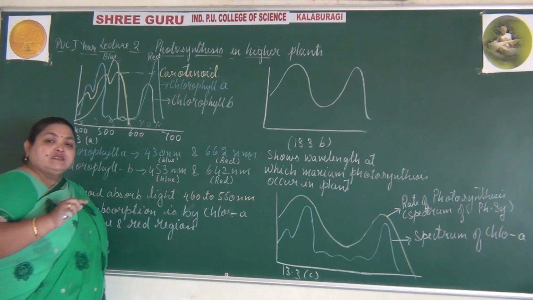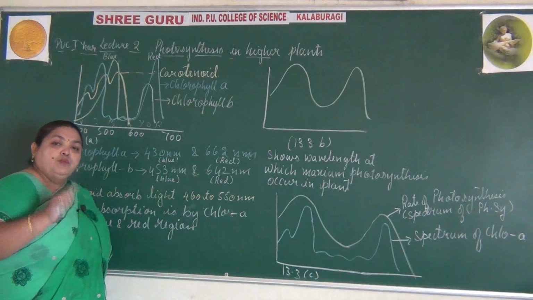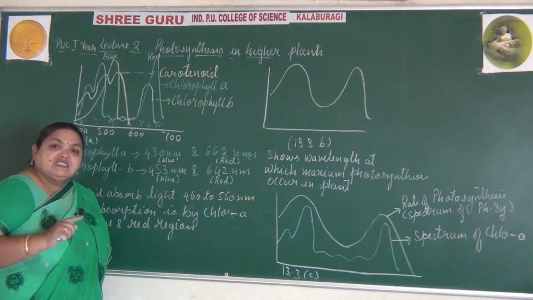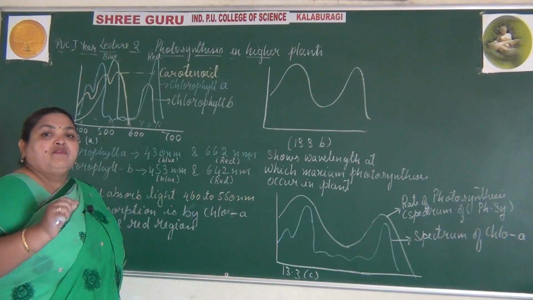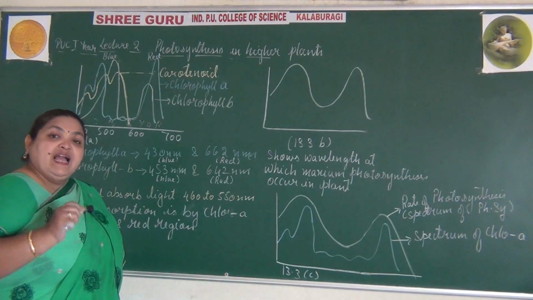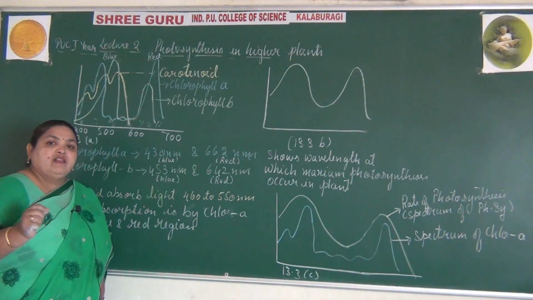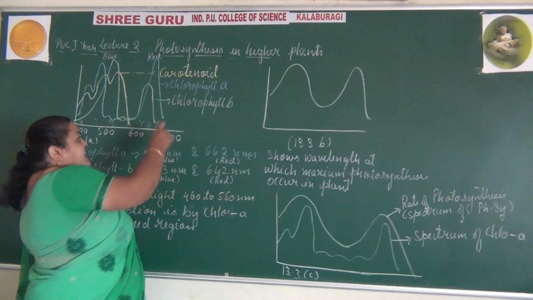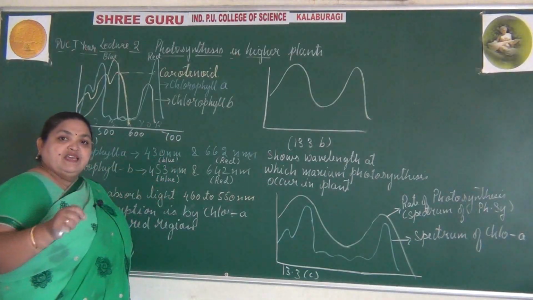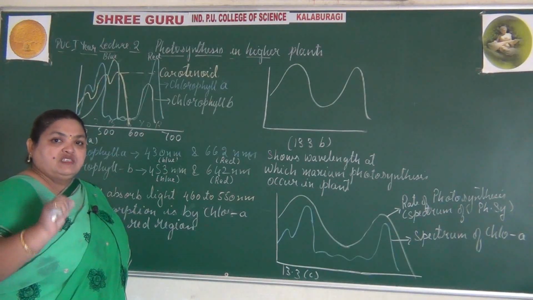As said earlier in the previous class, violet, blue and red are said to be the action spectrum, which absorb particular wavelengths of light, and at those regions only there is a high rate of photosynthesis. In that, the red region is the highest with the highest level of photosynthesis.